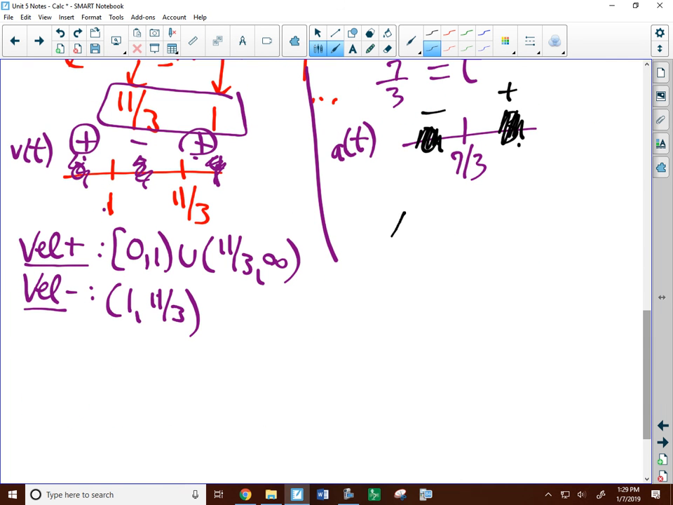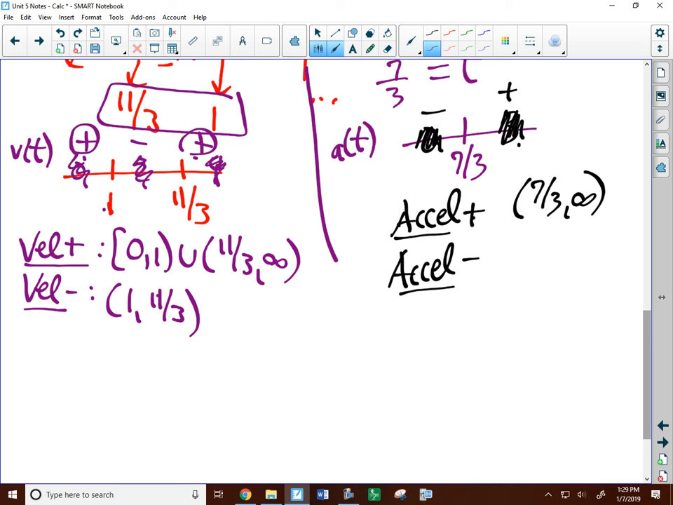And so I will say the acceleration is positive from 7 thirds to infinity. And the acceleration is negative starting at 0 to 7 thirds. I could also throw in here, for velocity, the velocity changes at 1 and 11 thirds. And the acceleration changes at 7 thirds. Okay. So I could throw that in as well. It would basically act as local extrema and concavity, points of inflection over here.